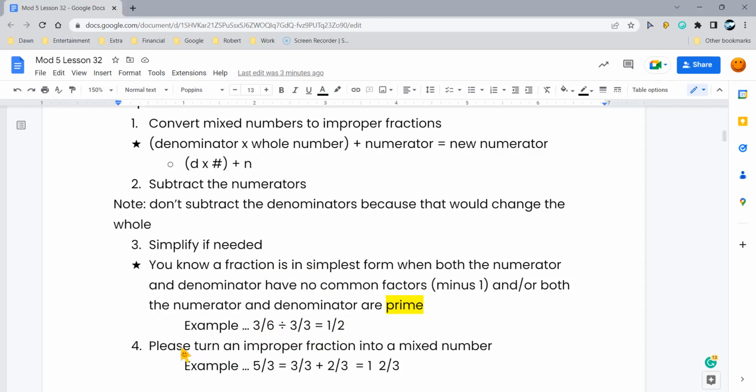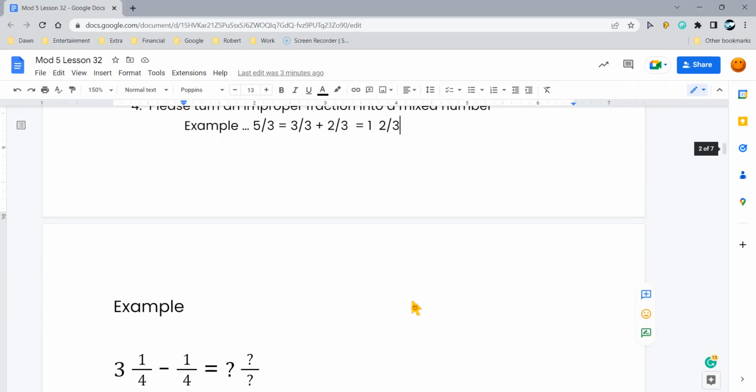And then step 4 is the same, turning our improper fraction into a mixed number. Here's our example. We have 5 over 3, and I know that 3 is smaller than 5, so I know I can pull out 3 over 3. And then I take my numerator of the 3 over 3 and figure out how many more I need to get to 5, and I see that it's 2. So I count my 3 over 3s, which gives me 1. So I write 1, and my 2/3 comes along. Let's go look at an example.